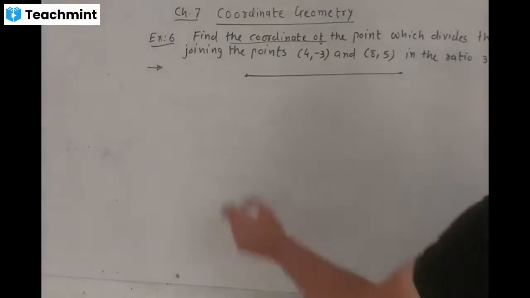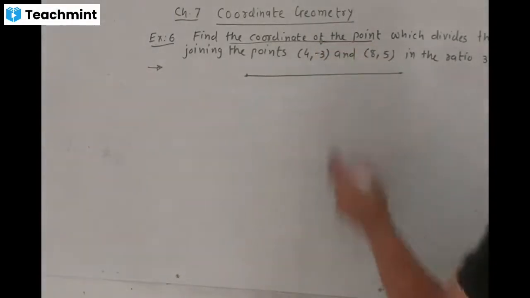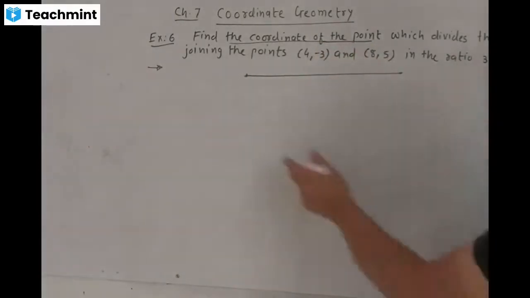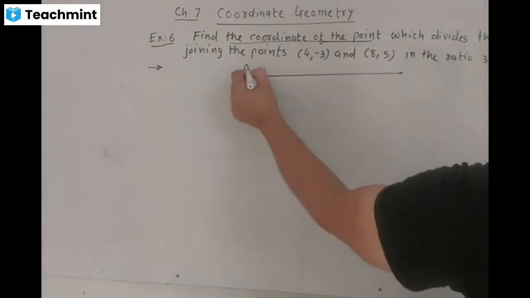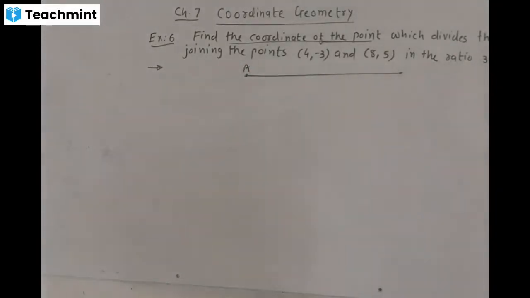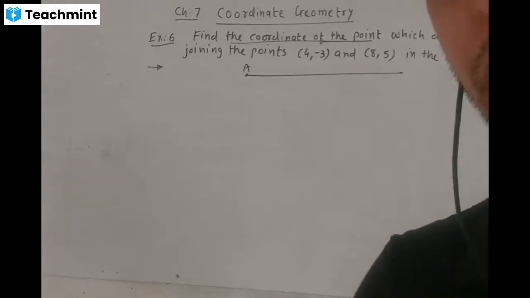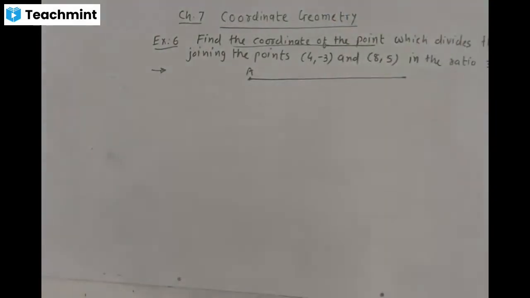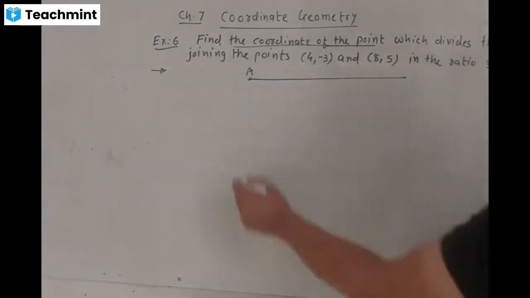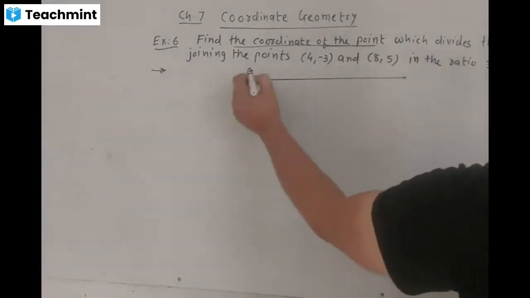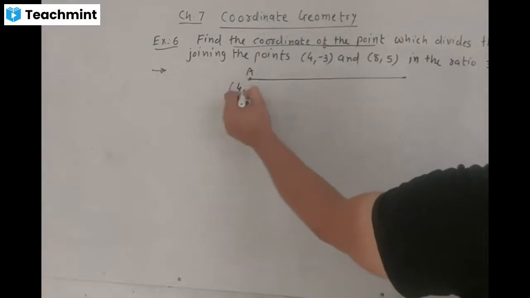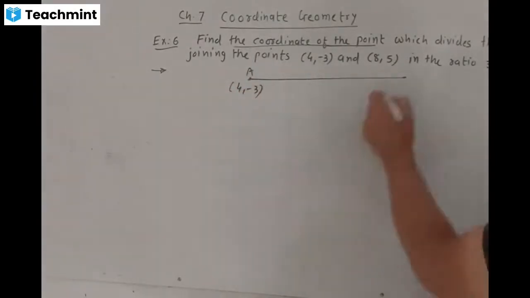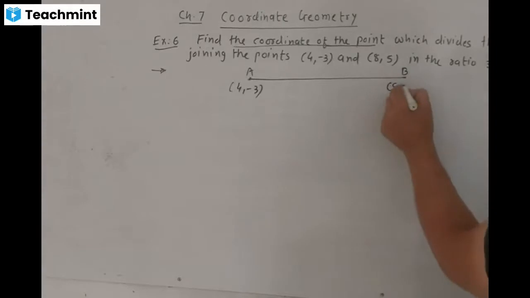Example number 6. Find the coordinate of the point which divides the line segment joining point A, x1 y1, that is (4, -3), and point B, that is (8, 5), that is x2 y2.